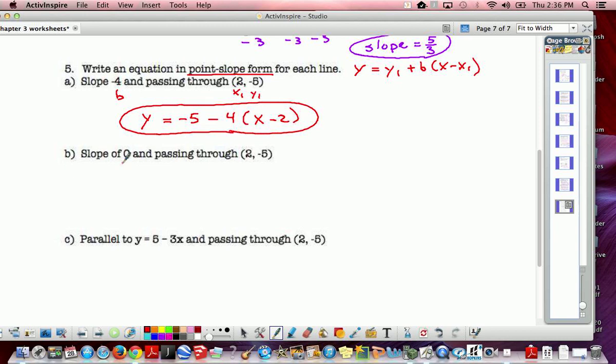The next one here, my slope is 0. So if my slope is 0, again, I know I'm going to have a horizontal line. If it helps, you can actually write it like this. y equals negative 5 plus 0 times x minus 2. Well, when you distribute the 0, you'll get 0x minus 0. So this will all cross out, leaving you y equals negative 5.